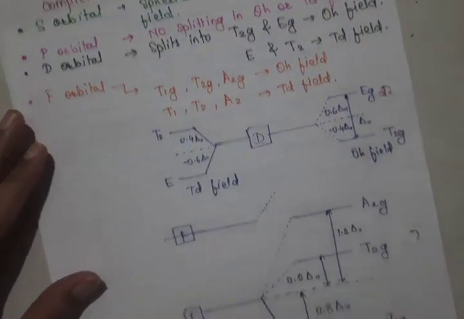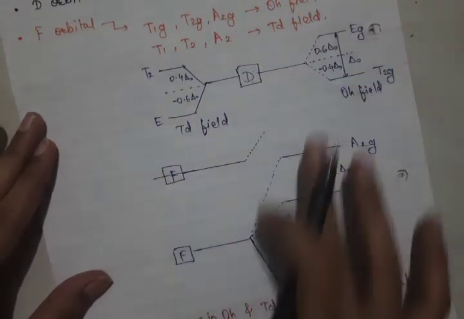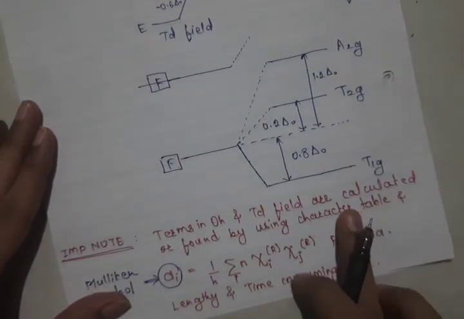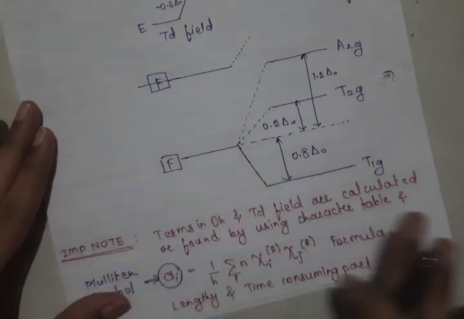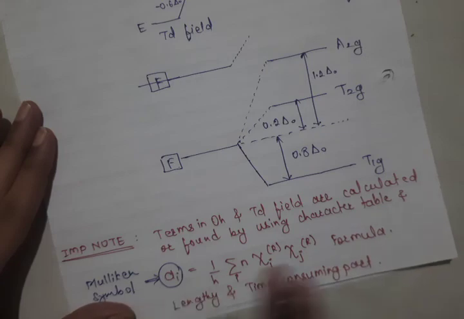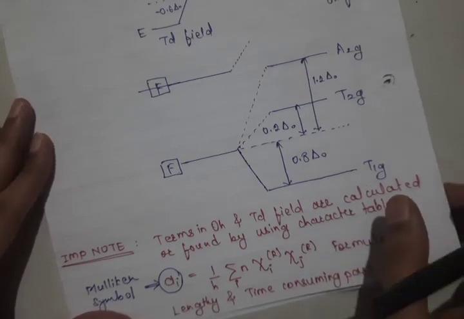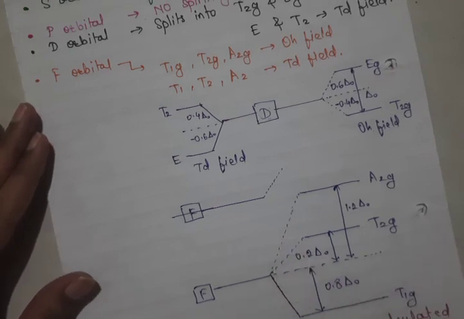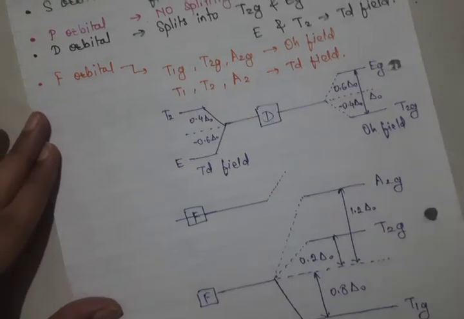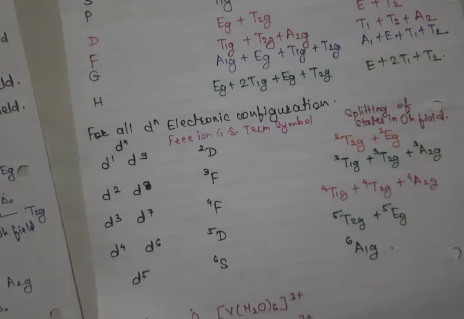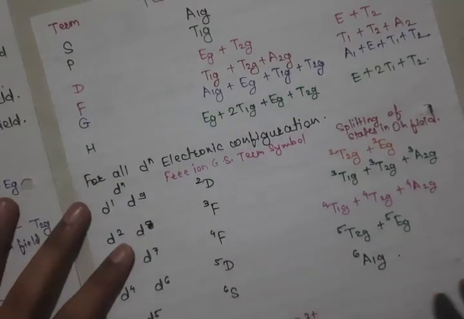Now, as I already told you, we can find out these terms using this mathematical equation, this formula, and the character table for the respective octahedral and tetrahedral complex. But we are not going to see these things because we need to tackle the MCQ within a few minutes. So for that purpose, we are taking the shortcuts. Otherwise, we can solve it by using the mathematical equations. Okay, let's see the next part.